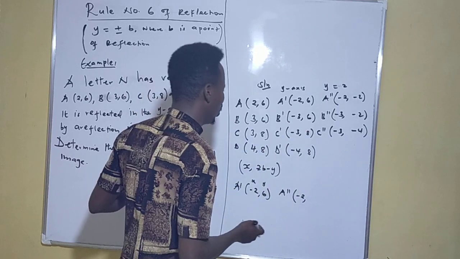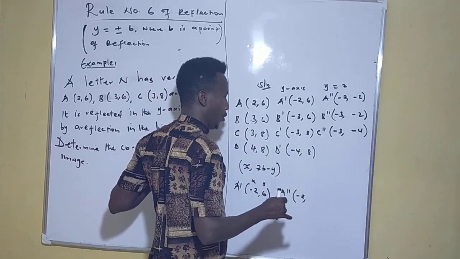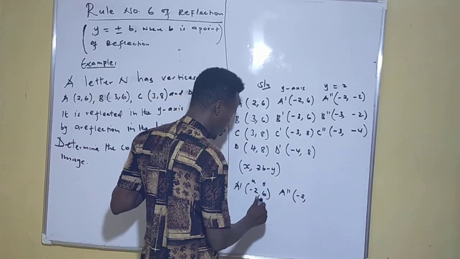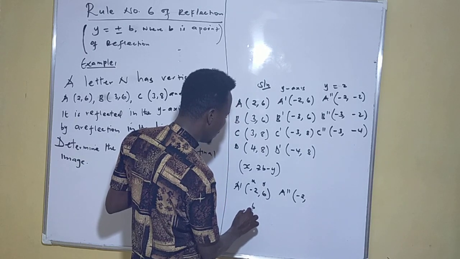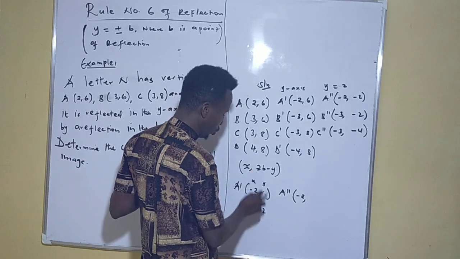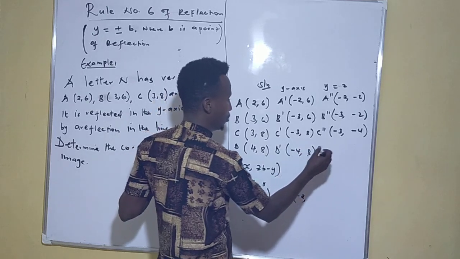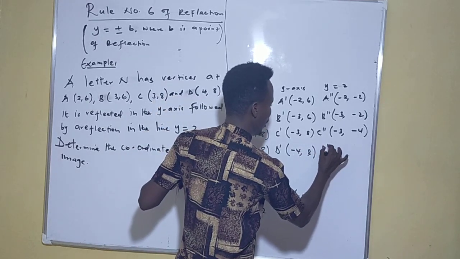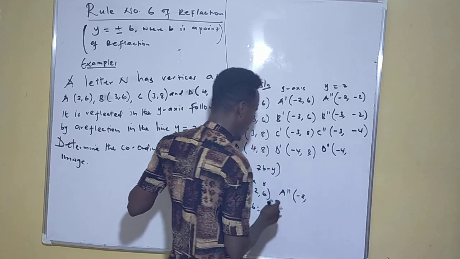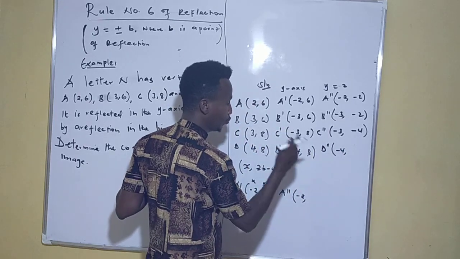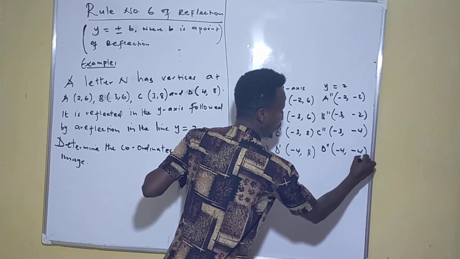Then you can even calculate over here. 2 times 2 again is 4, because we have our b as 2. Remember, b is what? b is 2, the line of reflection. 2 times 2, 4, minus the y coordinate again, which is also 8. So D double prime will be negative 4 comma, this will not change, 2 times 2, 4 minus 8 is negative 4.